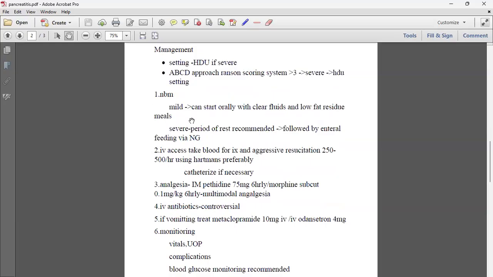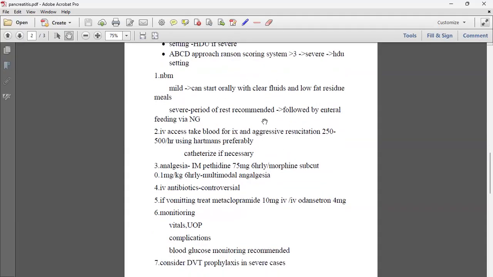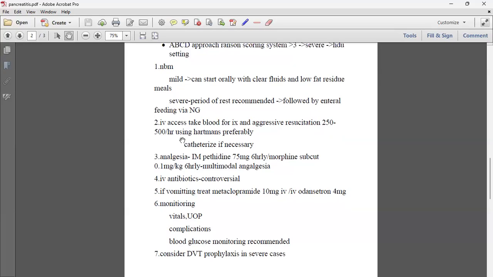Any pancreatitis patients are usually kept nil by mouth, but in the new guidelines, if it's mild pancreatitis, the patient can be started orally with clear fluids and a low fat residue meal. However, if it's severe pancreatitis, what's recommended is a period of rest followed by enteral feeding via NGT. You have to get IV access for the patient, and aggressive fluid resuscitation is necessary. If the pancreatitis is very severe, you have to catheterize the patient.